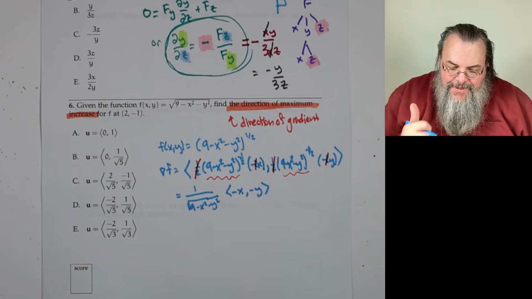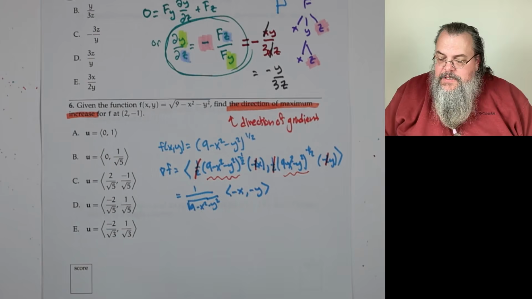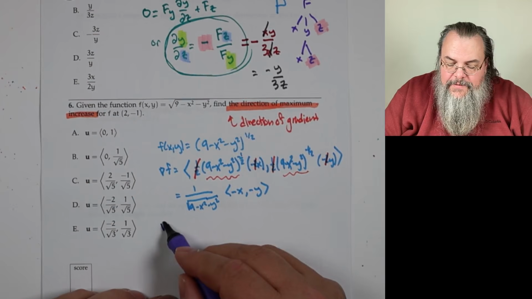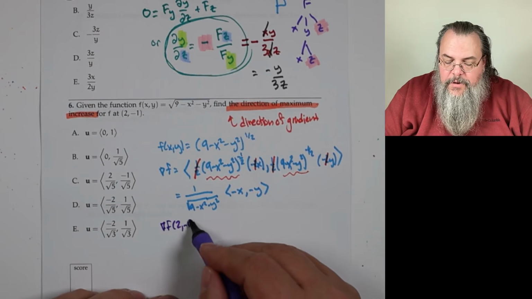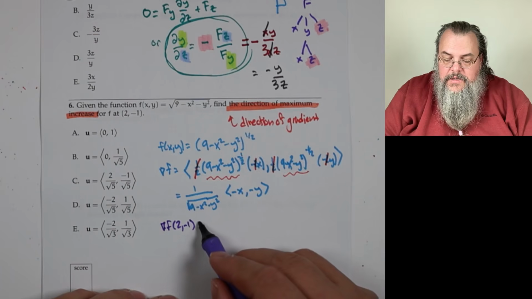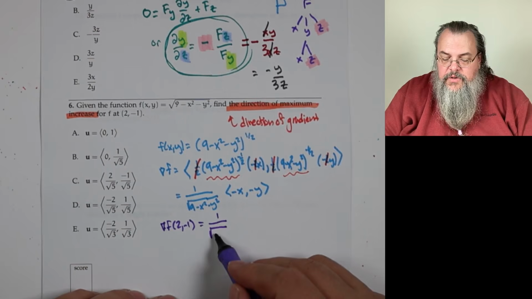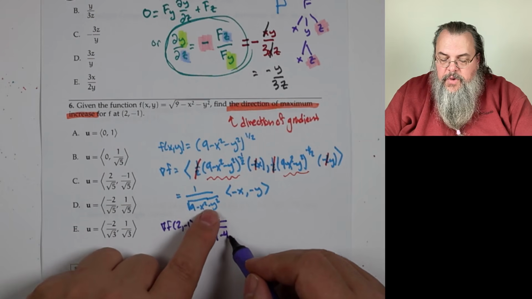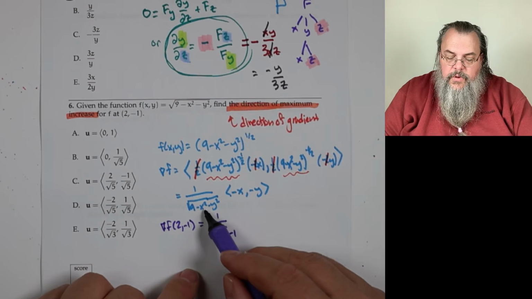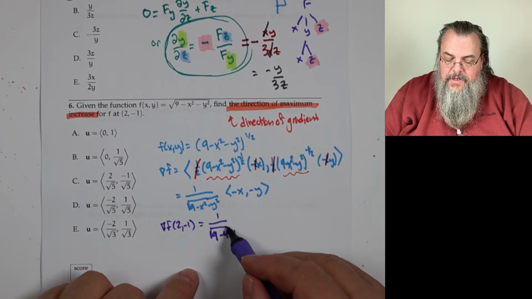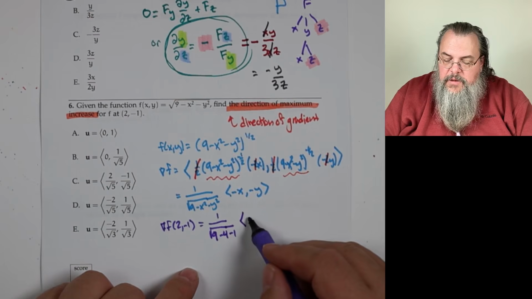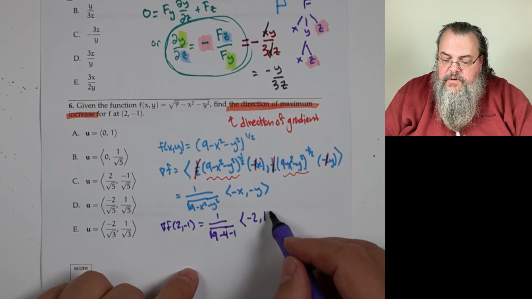All right. Good. Now, what comes next? Well, we have to plug in the point. So gradient of f at (2, -1). Well, we'll get 1 over square root of 9 minus 4 minus 1. Right? 2 squared and negative 1 squared. Okay, we'll come back and play with this in a moment. And then we're going to get a minus 2 and a positive 1.